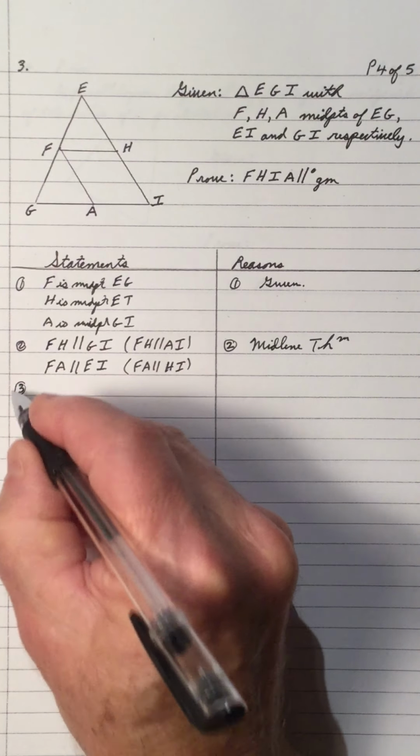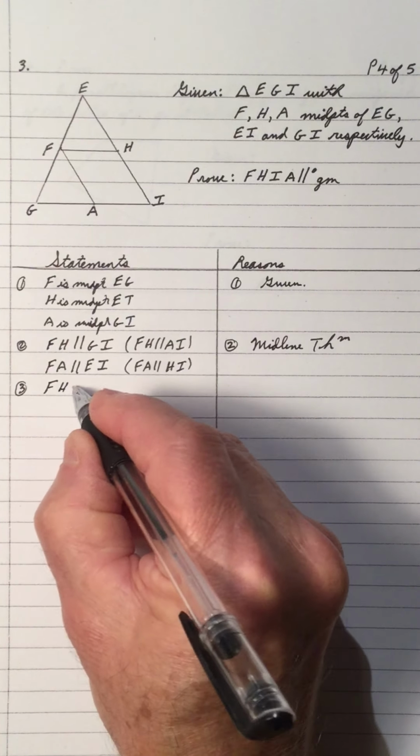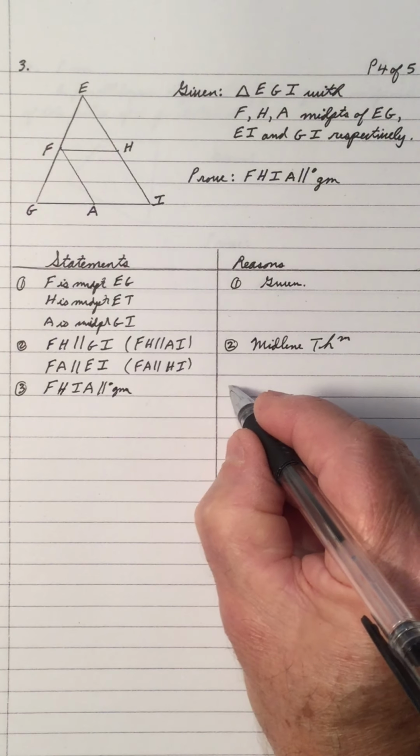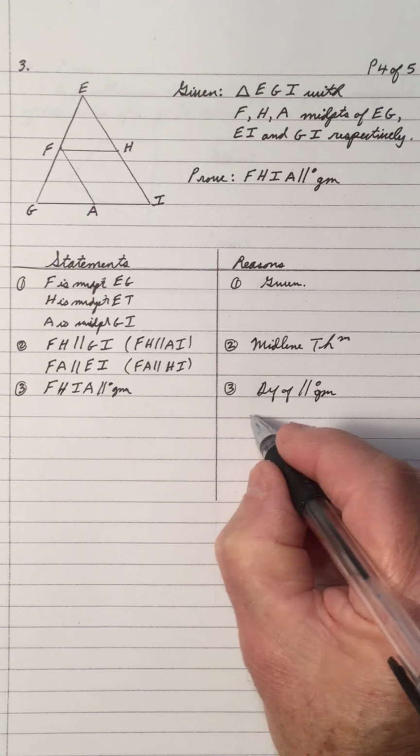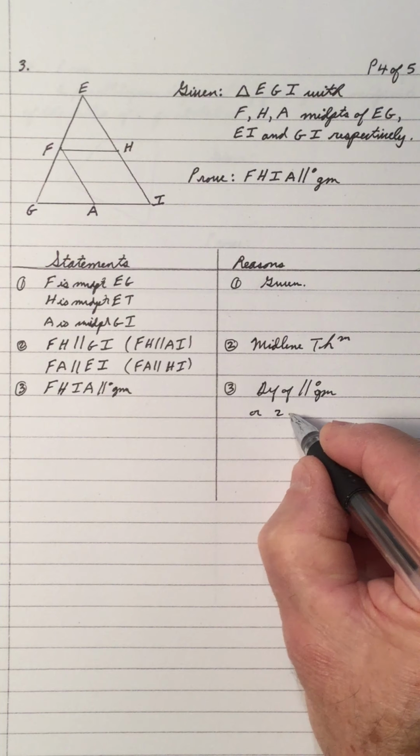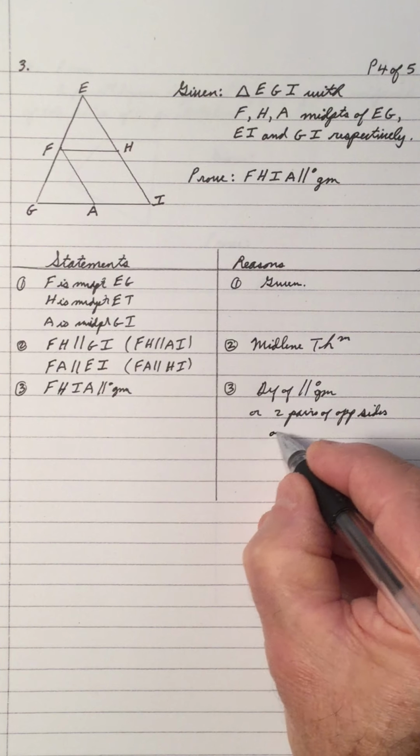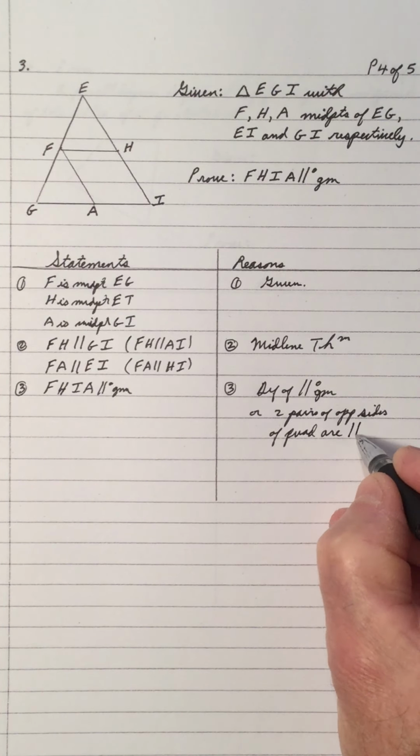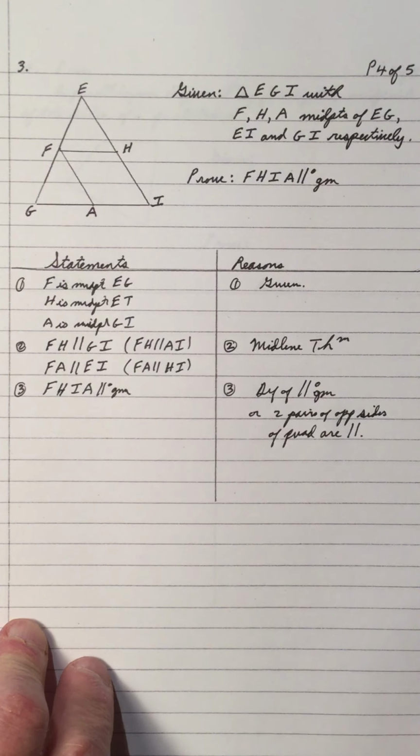So therefore these two are parallel, these two are parallel. That means that FHIA is a parallelogram. And we could say definition of a parallelogram. Or we could say that two pairs of opposite sides of a quadrilateral are parallel. So that's why we have a parallelogram by definition, or you can state that reason. And there's the proof done with these midpoints. Again, we use the midline theorem to do that proof.